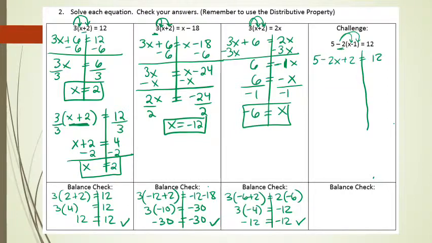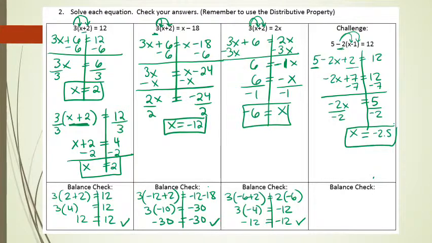So now we're going to do the same kind of stuff that we've been doing. I do see some numbers here that I can combine, a 5 and a plus 2. So I'm going to rewrite this as negative 2x plus 7 equals 12. Again, this is just part of combining like terms. Now I'm going to subtract 7 from each side. I get negative 2x equals, and 12 minus 7 would give me 5. Now I'm going to divide each side by negative 2. So I get x equals negative 2.5. You can write that as a fraction or a decimal.